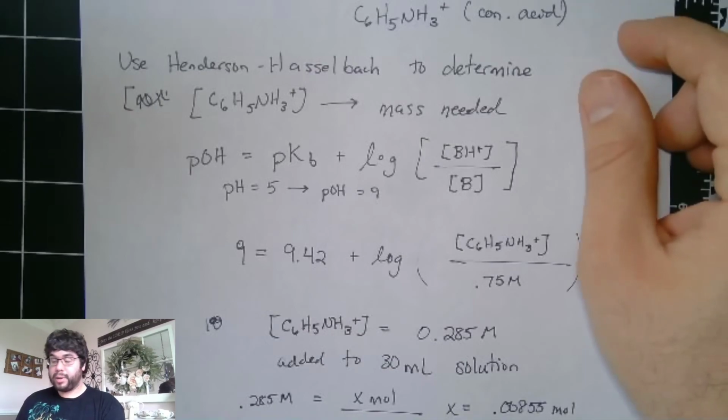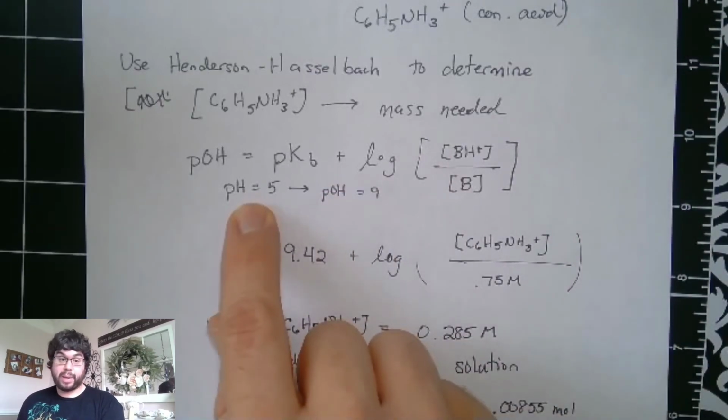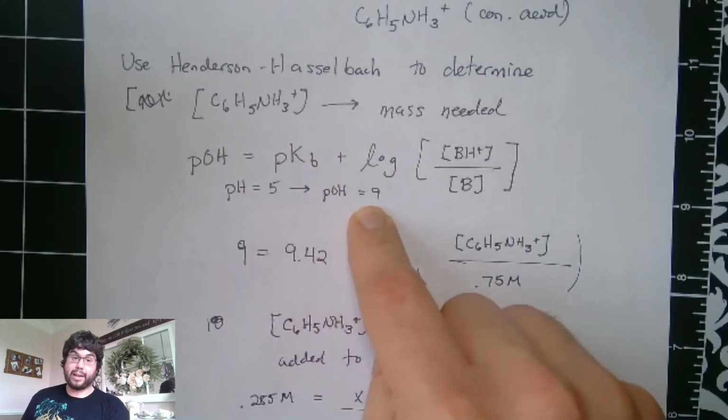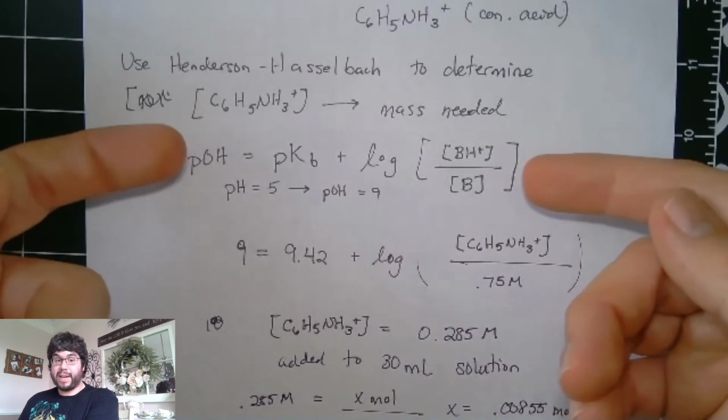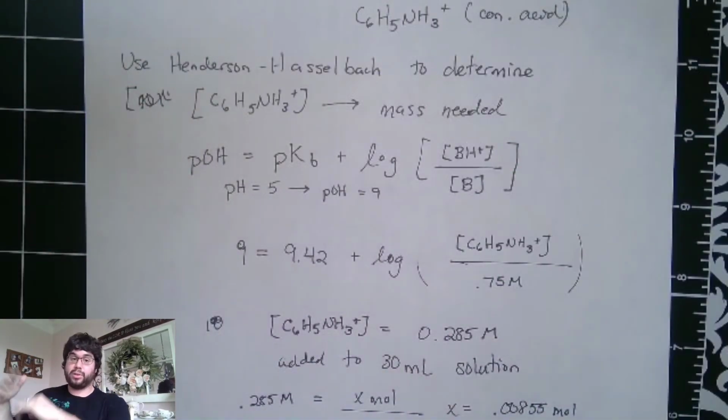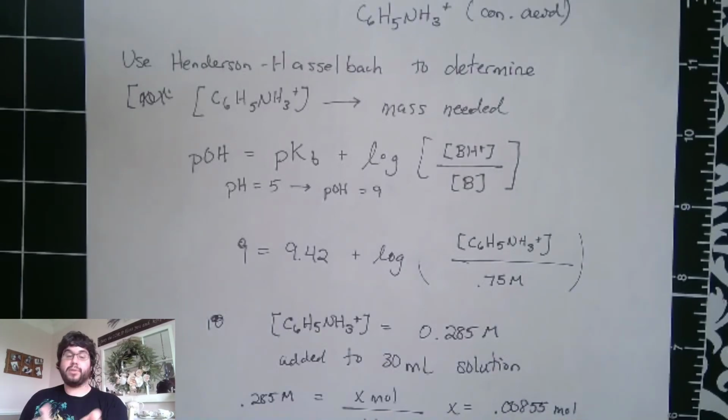So if we wanted to have the solution buffered at a pH of 5, that would mean the pOH would be 9. So I'm thinking this in terms of bases because our solution is a base. You could switch it all up and do it with the other version of the Henderson-Hasselbalch equation with acid, but I feel like it's a little bit easier to do this with the base version because we're working with a base primarily.